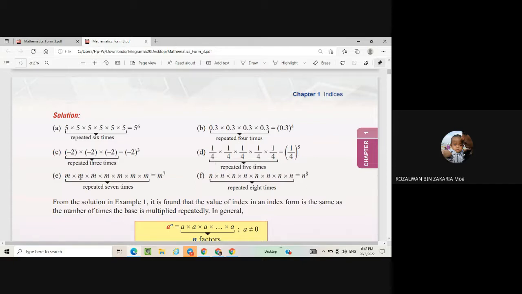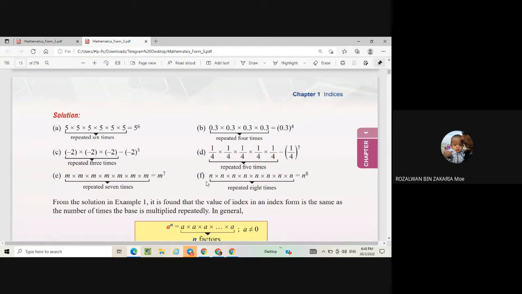And for E, we have the question m times m times m times m times m times m times m. The base is equal to m and the index is equal to 7. Why 7? Because the m here is multiplied by itself 7 times. So the final answer is m power of 7.